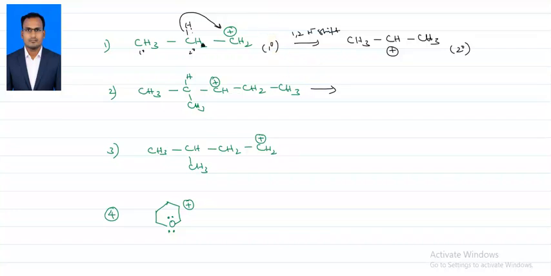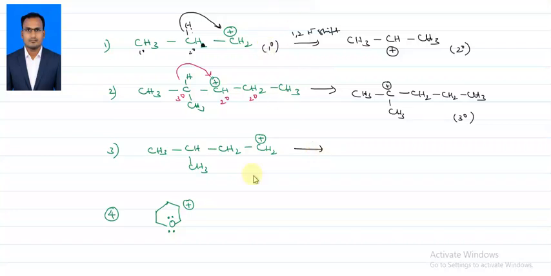Let's see the second example. Now it is a secondary carbon. Let's see, tertiary is there and it is also secondary. So a secondary carbocation is there. Now the tertiary carbocation is more stable than secondary. Now this hydrogen can be shifted like this. Now what is the product formed? CH3-C+(CH3)-CH2-CH2-CH3, right? It is tertiary, more stable when compared to the secondary.